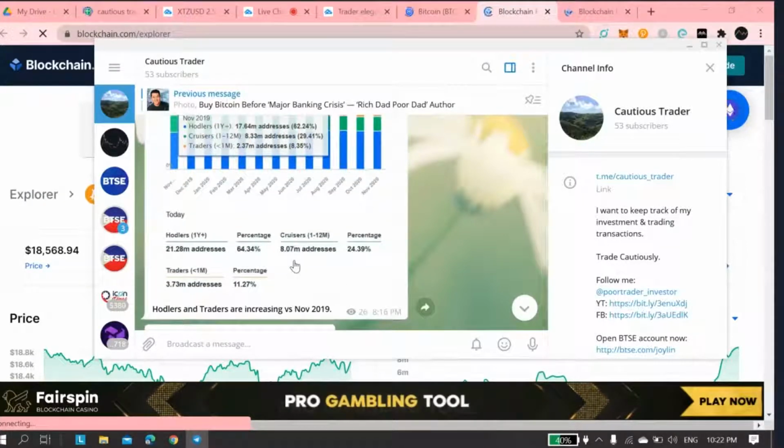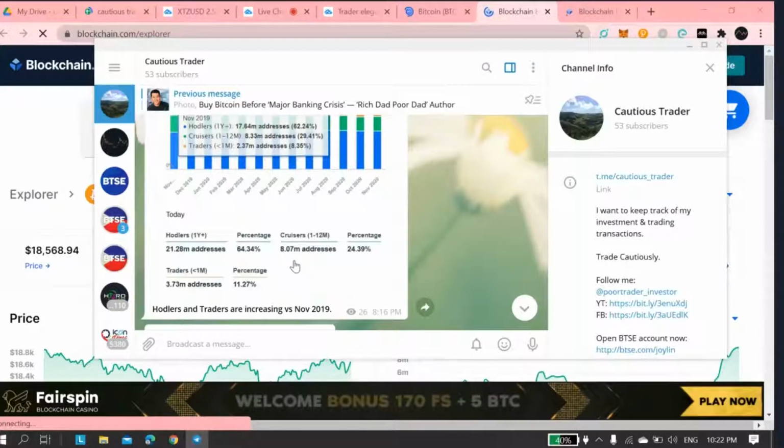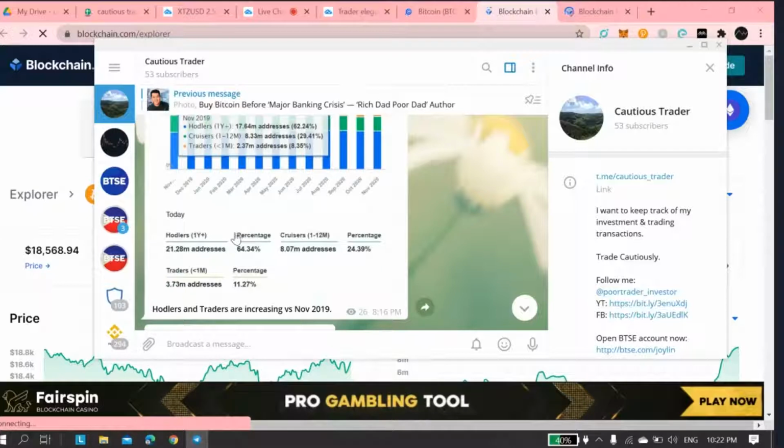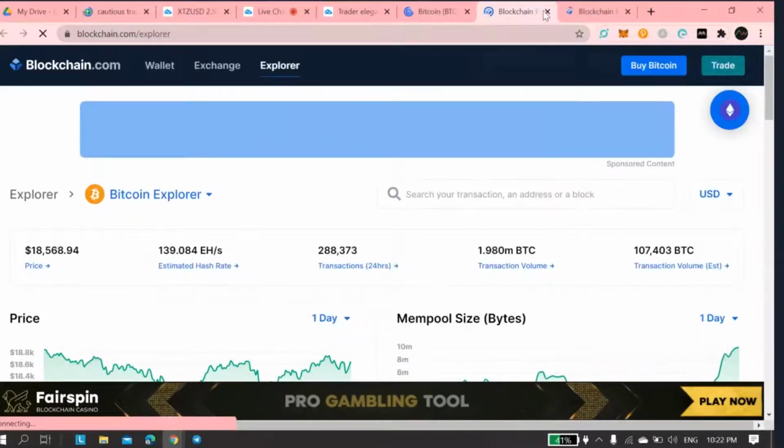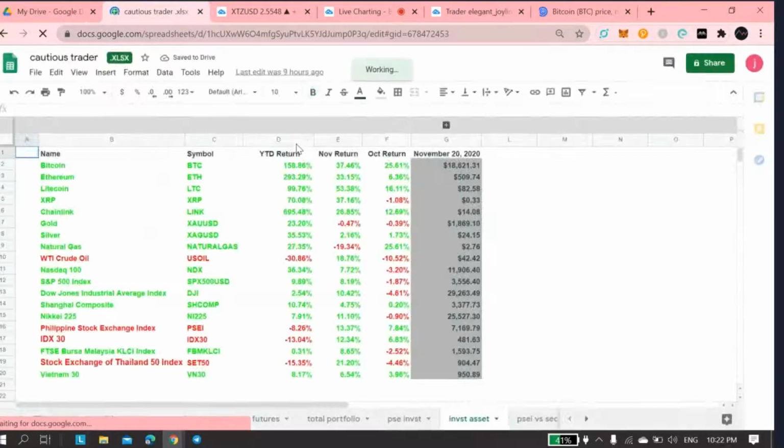Of course, if the demand for Bitcoin will increase, of course, the price will also increase. I think that's the basic of economics. But during my college days, actually, I don't understand it. Anyway, so I think that's it. So I'm very much bullish on Bitcoin. But of course, don't forget to take profits.